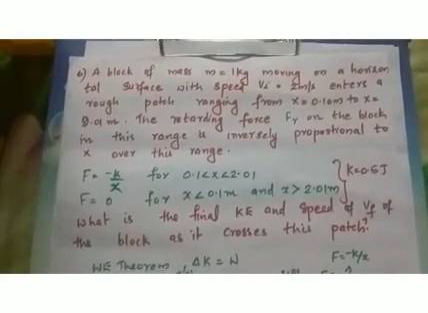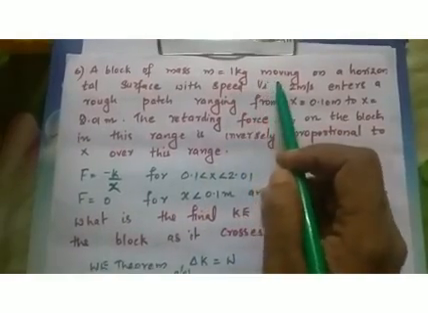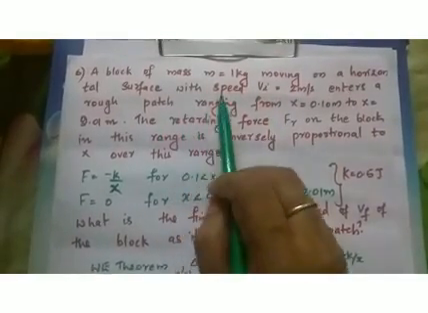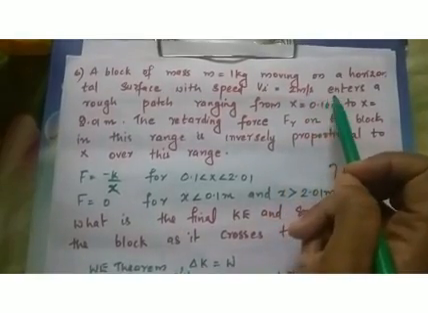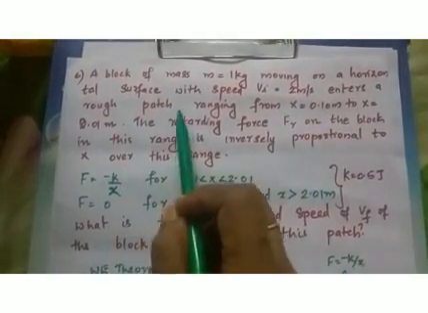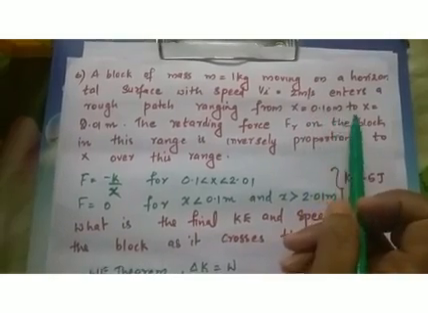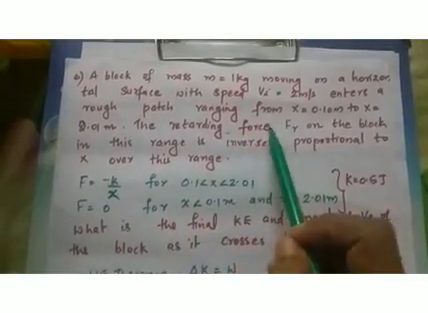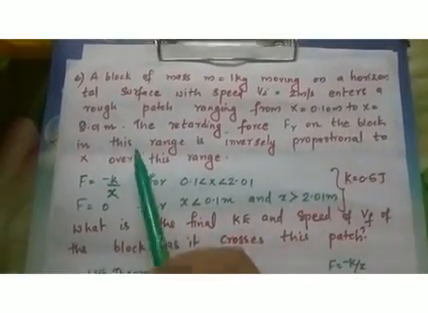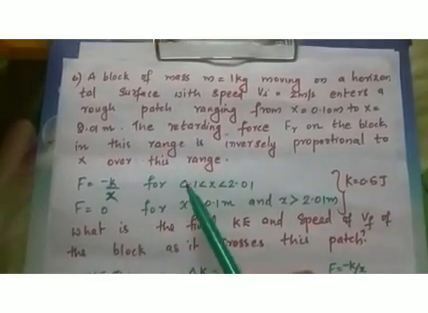Now look at the next question. A block of mass m equal to 1 kg moving on a horizontal surface with speed vi equal to 2 meter per second enters a rough patch ranging from x equal to 0.1 meter to x equal to 2.01 meter. The retarding force Fr on the block in this range is inversely proportional to x over this range.